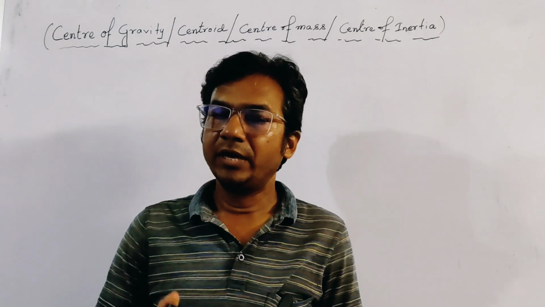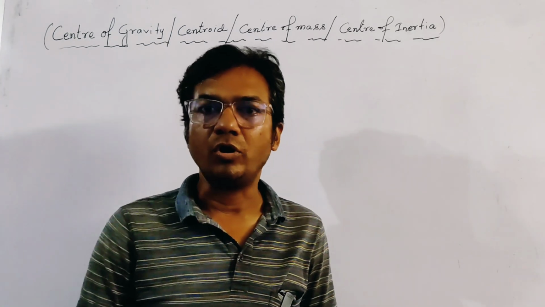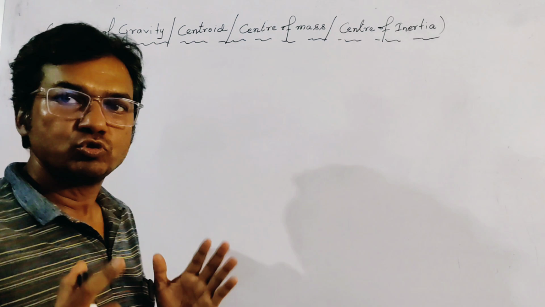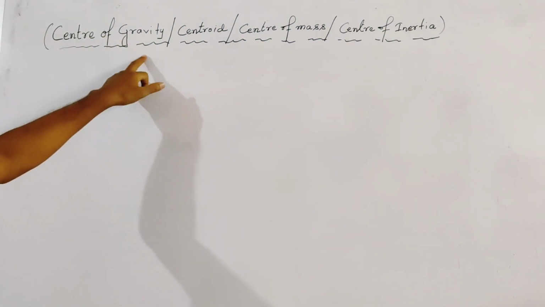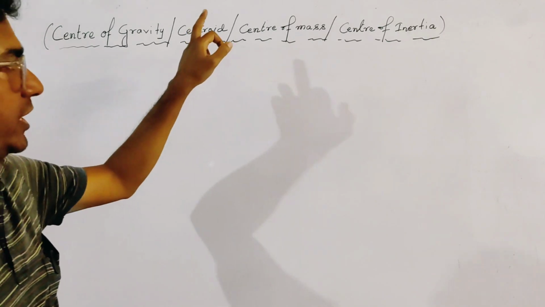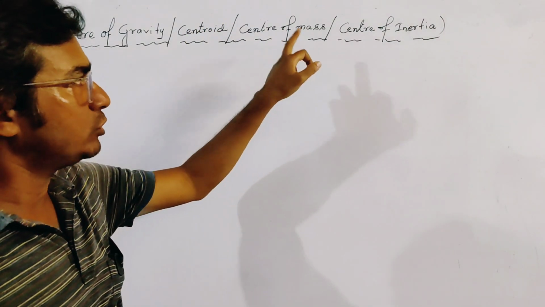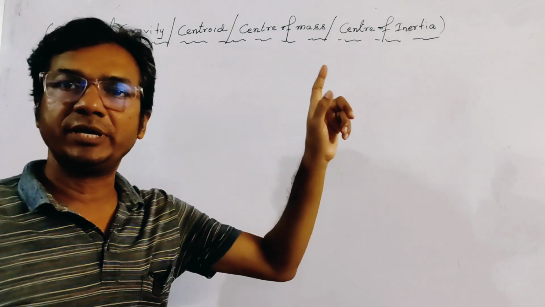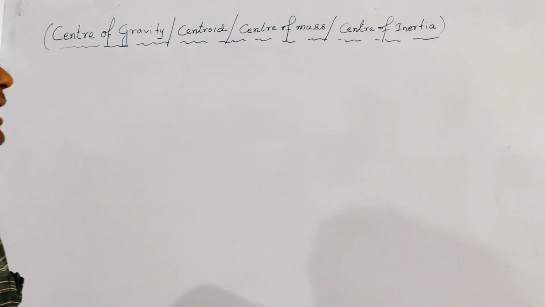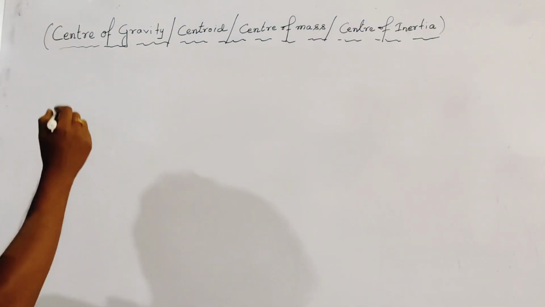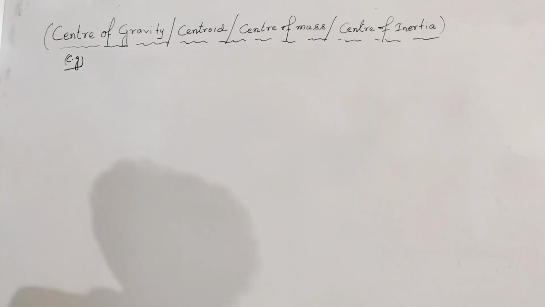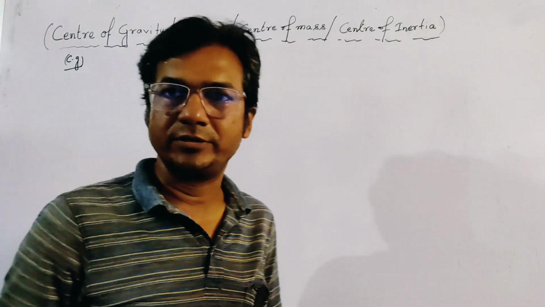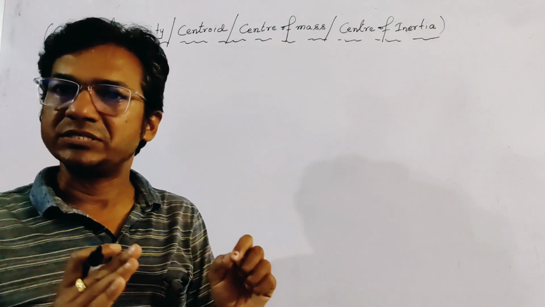Today's topic is centroid, which has so many names. It is called center of gravity, center of mass, and also center of inertia. In short it can be written CG. This is center of gravity or centroid. These all are the same term.